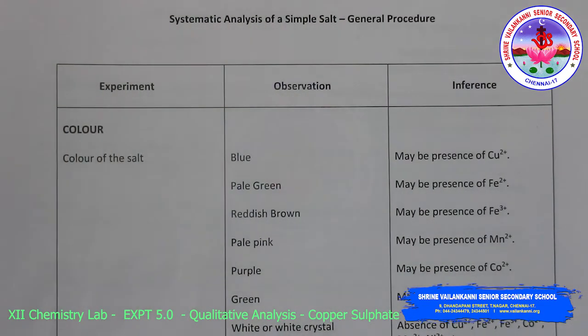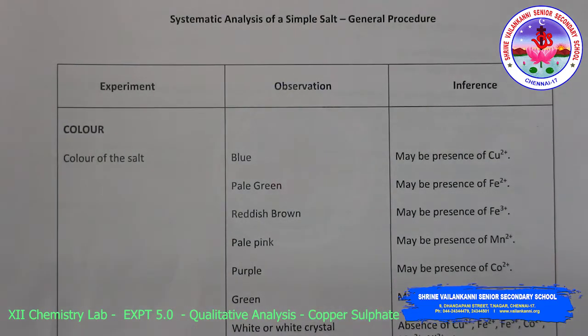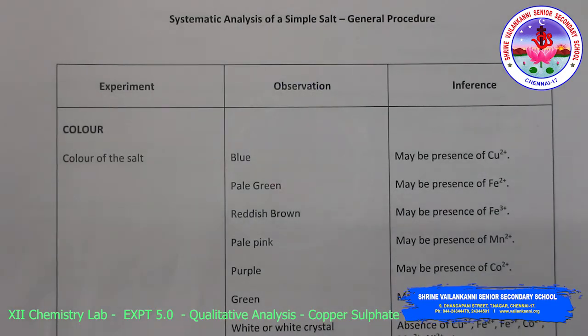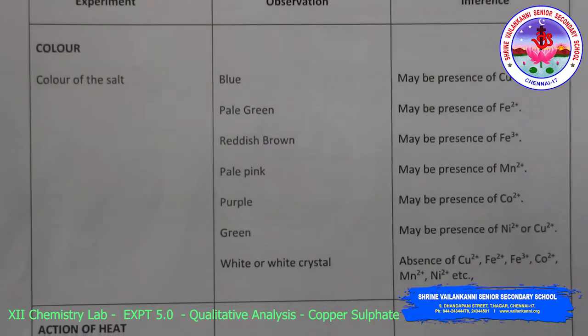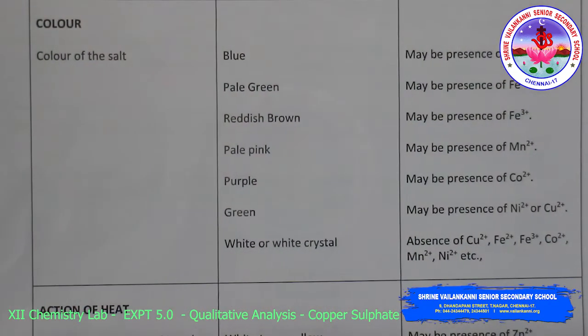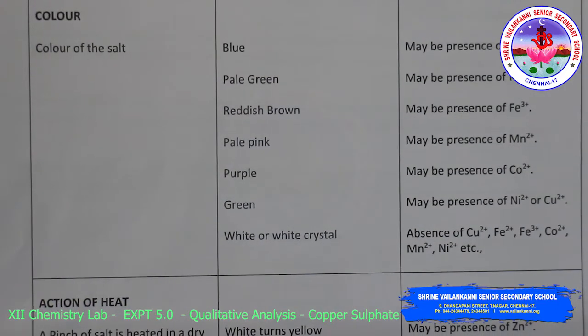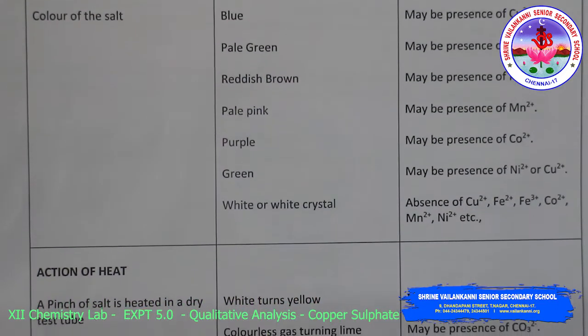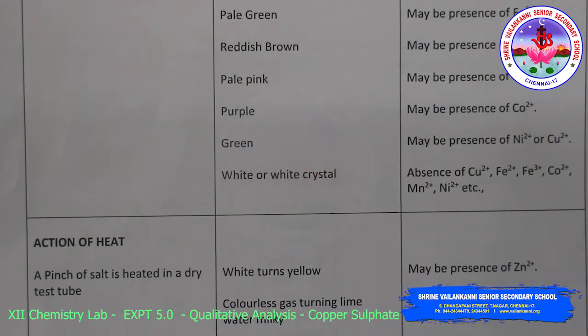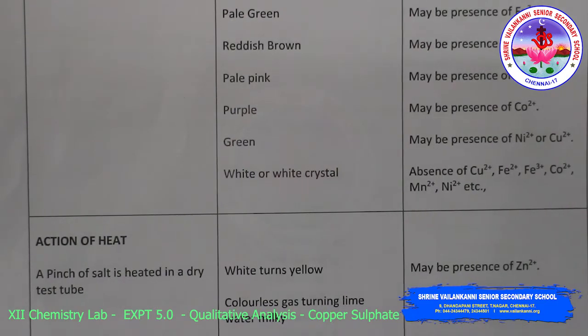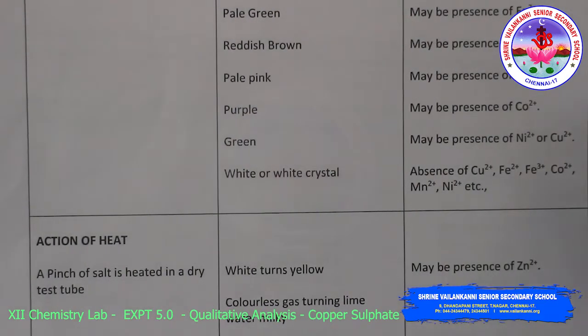In the experiment part, the color of the substance: blue may be presence of copper, pale green may be presence of ferrous, reddish brown may be presence of ferric, pale pink may be presence of manganese, purple may be presence of cobalt, green may be presence of nickel or Cu2+. White or white crystals mean absence of the above salts. That means Cu2+, Fe2+, Fe3+, Co2+, Mn2+, Ni2+, like this.